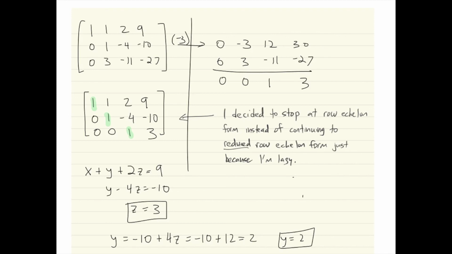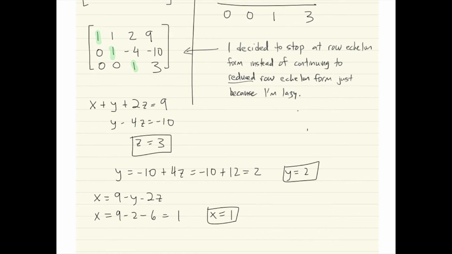Remember, we're trying to find out what x, y, and z are. And then what I do is back substitute. So I know that y is equal to -10 plus 4z. I took this equation and solved for y by adding 4z to both sides. And now I know that z is equal to 3, so substituting in 3 for the value of z, we get y is equal to 2.